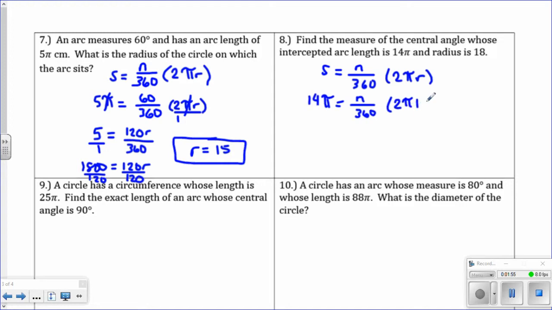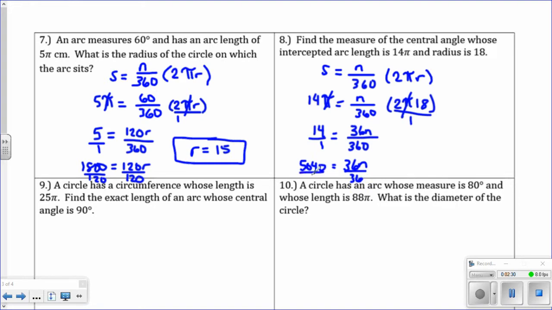So first step, just like before, I'm just going to cancel out the pi's, and then I just want to make the right-hand side into a single fraction so we can cross multiply in the next step. So if you put this over 1, on the top of the fraction we have n times 2 times 18, which would give you 36n. The bottom of the fraction, 360 times 1 is 360, and then we are just going to put the 14 over 1, cross multiply. 14 times 360 is 5,040. 36n times 1, 36n, and you just divide both sides by 36.